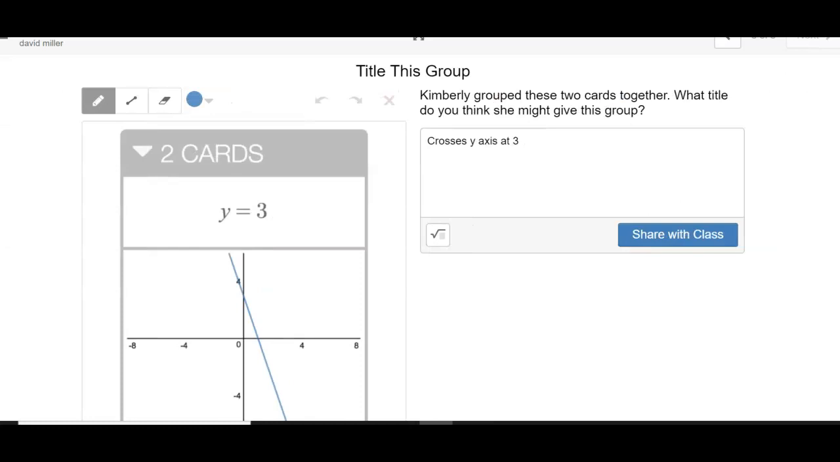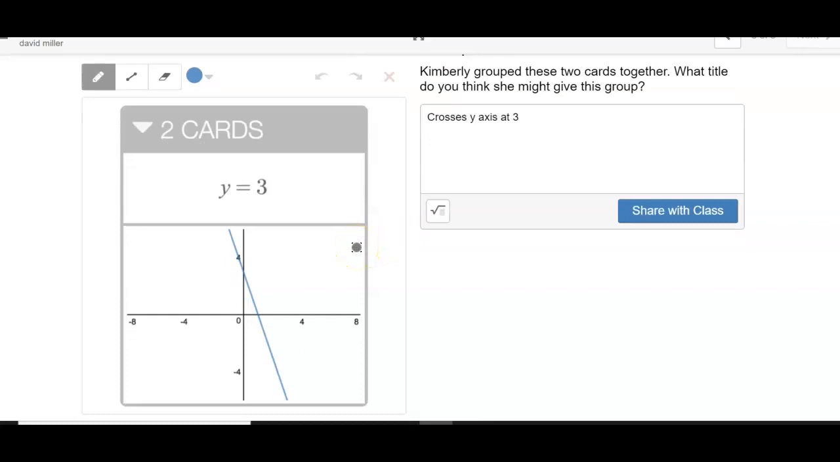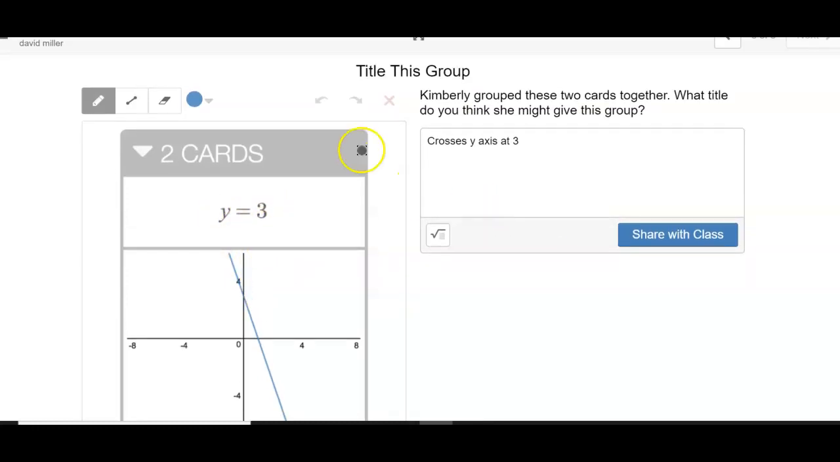And then the last thing, Kimberly grouped these two cards together. What title do you think she might give this group? So these were probably grouped because they both cross the y-axis at 3. That would be my guess. This is like the y-intercept is 3. So there are different ways that you can think about these.